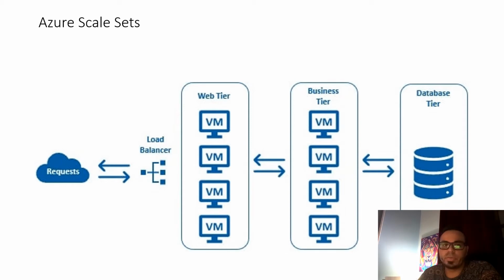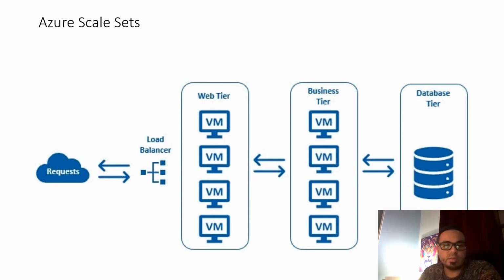For the Azure scale set, as you see on the screen now, we have a web tier of VMs, and we have a load balancer, and we also have a business tier for some of them. So we need to understand it. Azure virtual machine scale set helps us to create and manage a group of load balanced VMs. The number of VM instances can automatically increase or decrease in response to demand or a defined schedule.